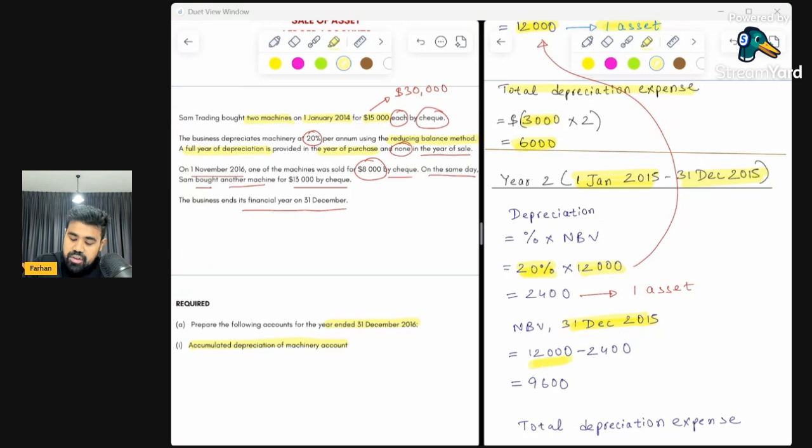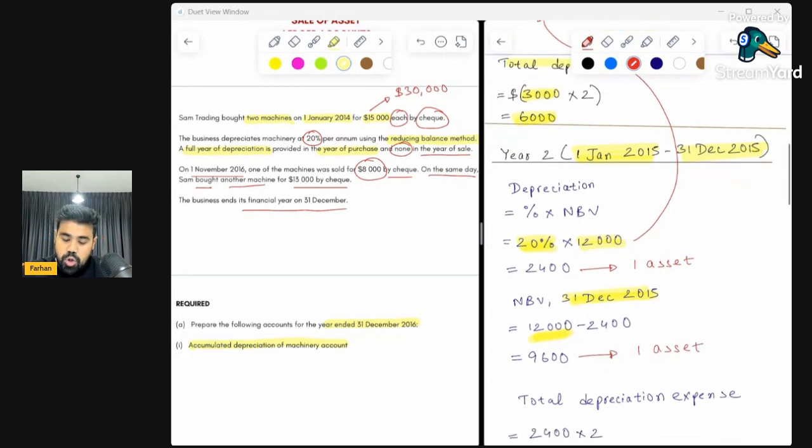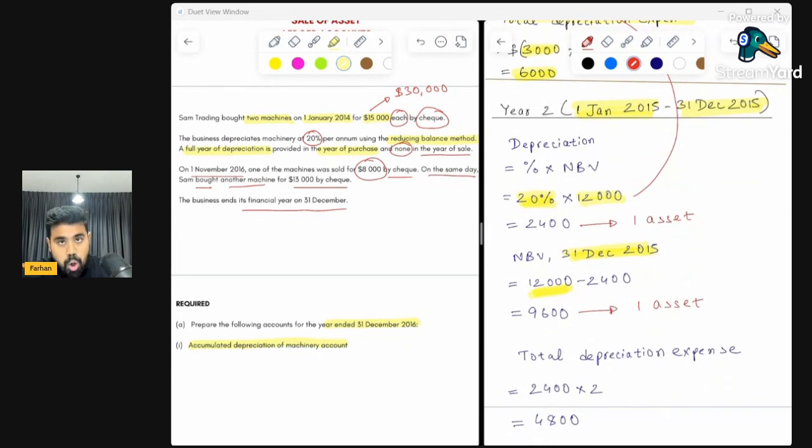So we have got $12,000 at the end of the first year in terms of net book value, and now we are subtracting the new depreciation expense of $2,400, which we had derived for the second year for one asset, and that gives us $9,600 as the net book value at 31 December 2015. And again, this is only valid for one asset. All right. Now, if I want to find the total depreciation expense in year 2 for both these machines combined, given that they're both similar in characteristics and nature, we simply multiply 2,400, which is the depreciation we have derived for the second year, by 2, and that is $4,800, okay?